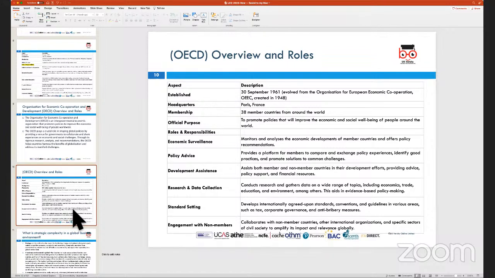They have 38 member countries across the world, and obviously their main aim, apart from promoting trade, is to focus on the economic and social well-being of people living within those countries, and what impact the trade agreements or collaborative agreements can have on the social and economic status of the people living within those countries. So they look at regulating and obviously suggesting.